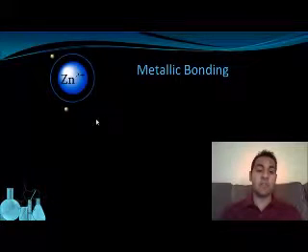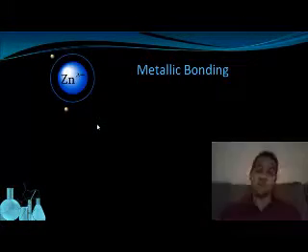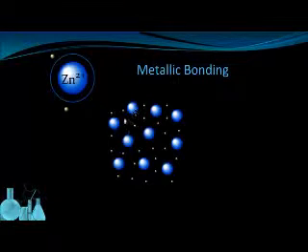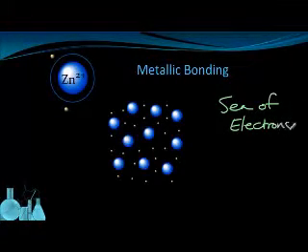This is for a single atom. If we looked at an entire sample of zinc, we would see something that looks like this. A whole bunch of zinc 2 pluses, these big blue spheres, surrounded by electrons, what we call the sea of electrons. And this is metallic bonding.